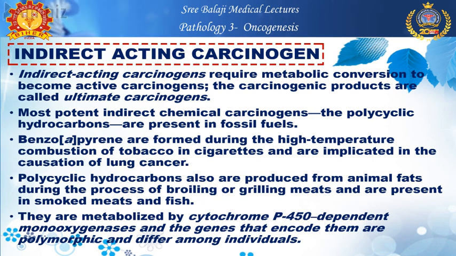The most potent indirect chemical carcinogens are present in fossil fuels. Benzopyrenes are formed during the high temperature combustion of tobacco and cigarettes and are implicated in the causation of lung cancers. Polycyclic hydrocarbons are produced from animal fats during the process of broiling or grilling of meats and are present in smoked meats and fish. These are metabolized by cytochrome P450 dependent monooxygenases, and the genes that encode them are polymorphic and differ among individuals.